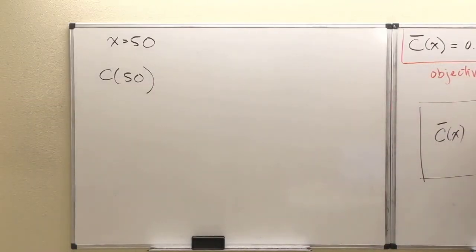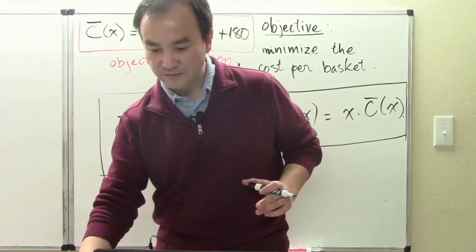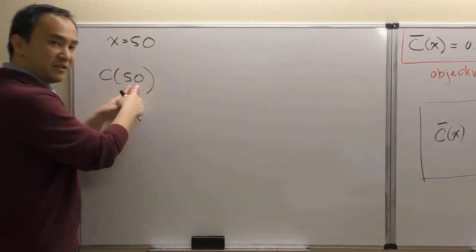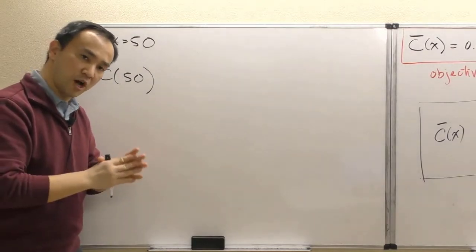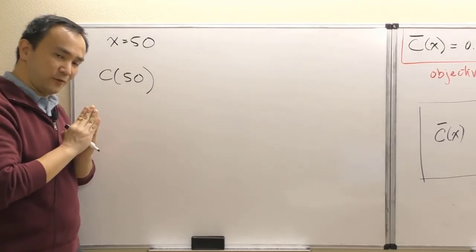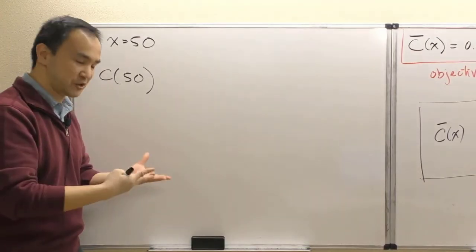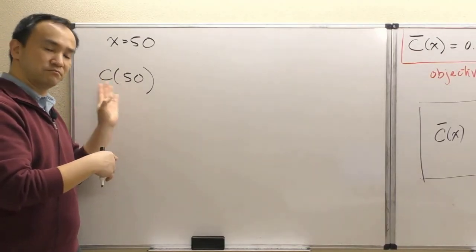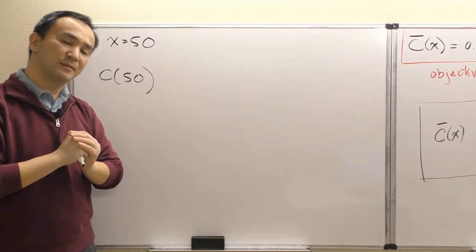And the wording is right here again. What will be the total cost to the owners for selling the number of baskets in part A? The number of baskets in part A is 50. Now if we substitute 50 into C of 50, that's how we're going to find the total cost as a function of quantity again. And this is for students viewing this video who are in business major. You will have a little more advantage because you have been learning about these functions a lot more fluently than other students outside of the business field.